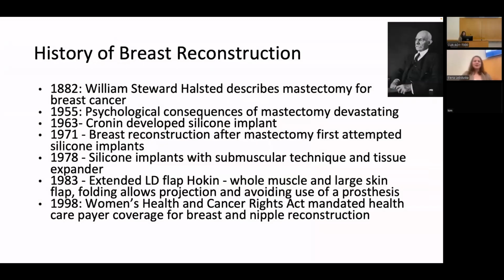So what do we know about the history of breast reconstruction? I feel like Halsted did everything, and he was actually one of the first people to perform a mastectomy. This was back in 1882 for breast cancer.